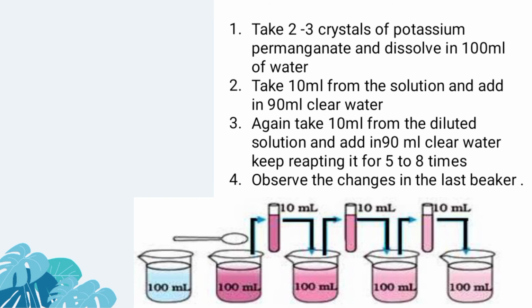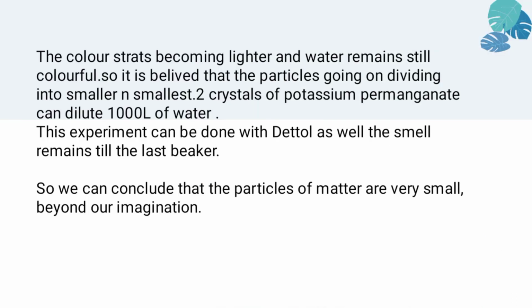Again you take 10 ml from the diluted solution, that is from the second beaker, and add it to 90 ml of clear water. Keep repeating it 5 to 8 times. You keep diluting, taking 10 ml from the diluted beaker each time. Here you can see an image of the experiment below. Every time you add 10 ml to 90 ml of clear water, and you observe the changes in the last beaker.